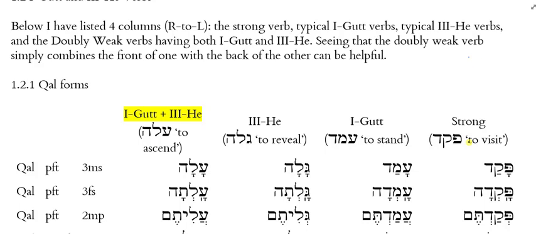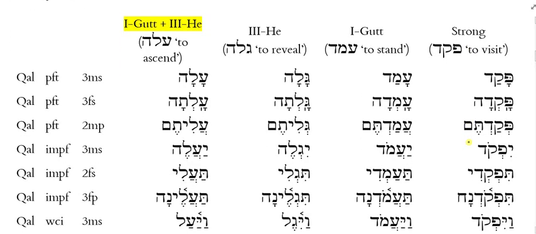And I hope that by looking at these 4 forms for each section, each parsing, it will help you to actually notice that the doubly weak verb is simply combining the front of one weak verb and the back of the other. So let's take a look at some of these forms, okay?